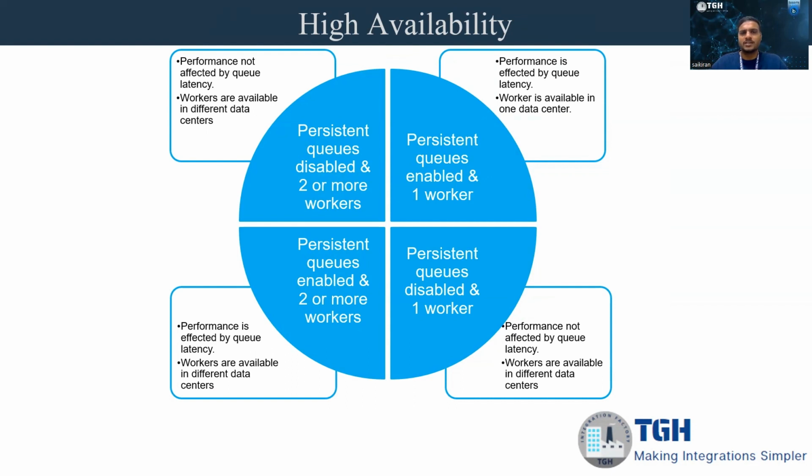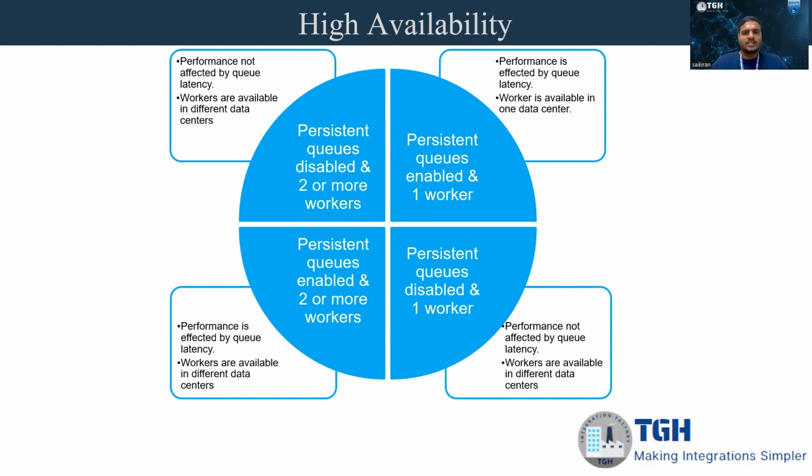Coming to the second one, persistent queues are enabled, but we will use only one worker. Here we don't need to pay for multiple workers, and the performance may be impacted due to the latency of the queues to send and retrieve messages. If the worker goes down, we will face some outage on the application end, but we do not lose any messages because the messages are stored within the queues and they are persisted. When the application or the worker comes back online, we can resume our execution from there.